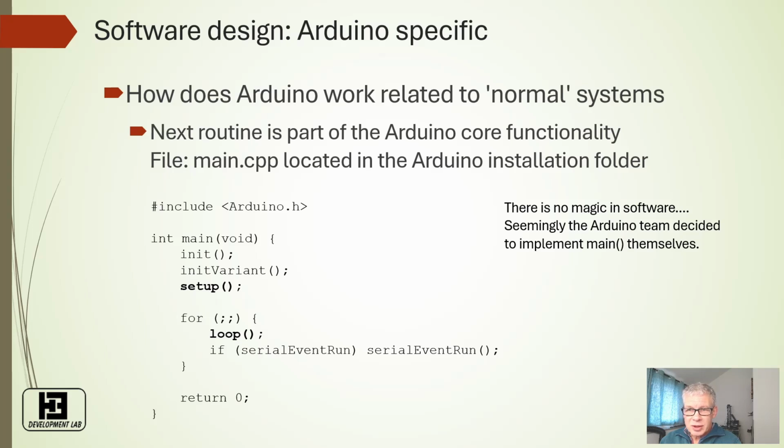So the main is called, and then it does some initialization. Then the setup is called. So that's the setup of the sketch. And then in an infinite loop, the loop function from the sketch is called, and it does something with a serial event run. And that's an endless loop which you see in this for statement. Don't know why Arduino decided to do this by themselves instead of giving the main to the end user. I would have expected that, but okay, it is what it is. But there's no magic in software, so you can always find out how this works by searching.